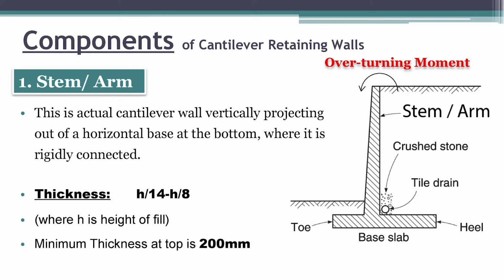Next, we will see the components of a cantilever retaining wall. So, our first component is stem or R. Stem is actually a cantilever wall vertically projecting out of a horizontal base at the bottom, where it is rigidly connected to the base slab. So, thickness of stem is kept nearly H/14 to H/8, where H is the total height from top of the stem to the bottom of the base slab, and minimum thickness at the top of the stem is kept nearly 200 mm, and in case of gravity retaining wall, this thickness might be greater than 200 mm.